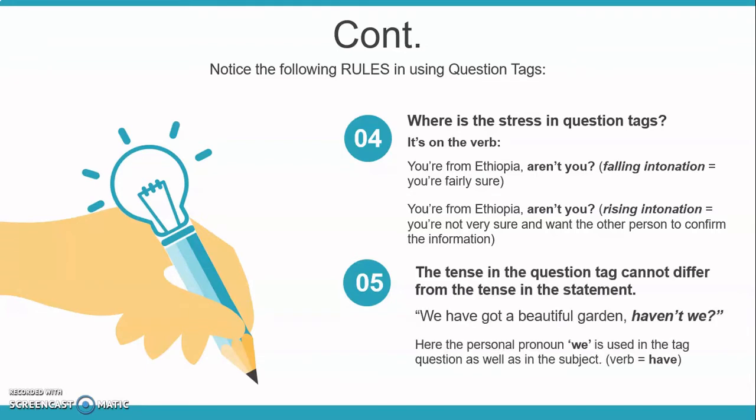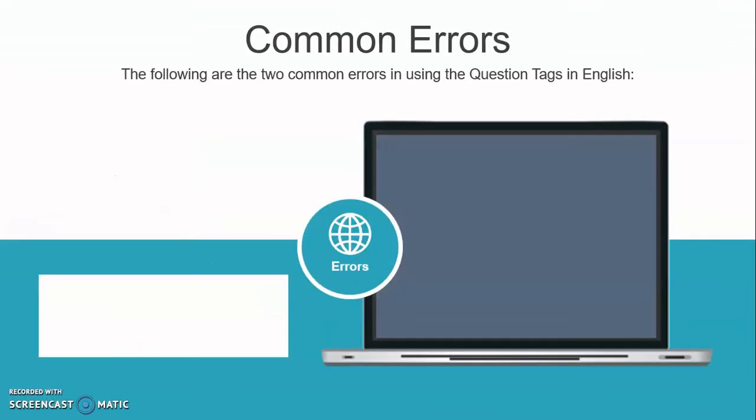The last rule is the tense in the question tag cannot differ from the tense in the statement. For example, we've got a beautiful garden, haven't we? Here we have used the personal pronoun we in the question tag as well as in the subject, and again we have used the same verb, so the perfect tense is used here. So make sure you have used both of them in grammatical accordance.